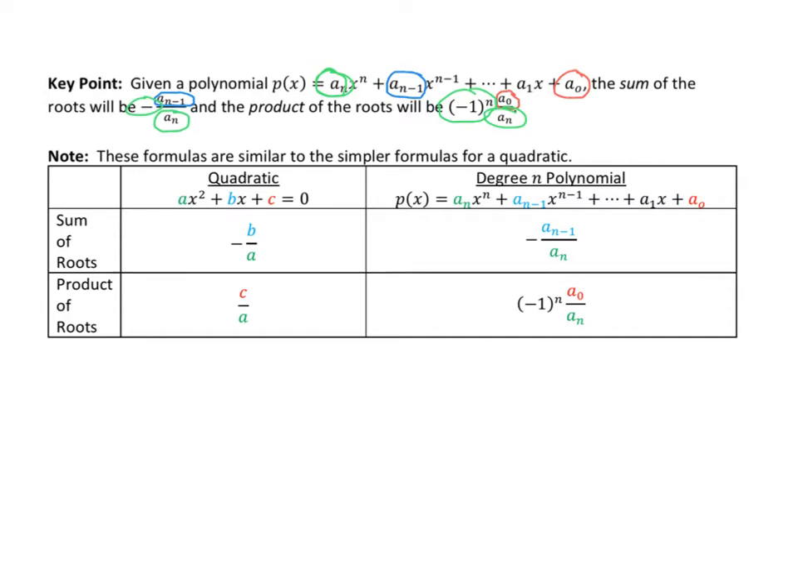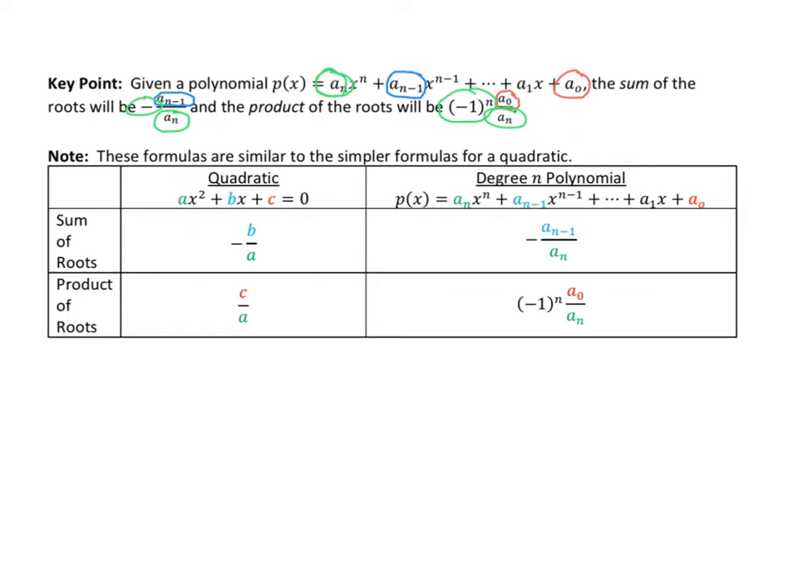And I did a little bit of color coding here. I wanted you to see that there's a lot of similarity in the formulas for the sum of the roots between quadratic and degree n polynomials. You'll notice that both of them for the sum of the roots are the second coefficient, so b for the quadratic and a sub n minus 1 for the degree n polynomial. They're both that divided by the leading coefficient, so a in the case of the quadratic and a sub n in the case of the degree n polynomial. You'll notice that they both also have a negative in front of them. So the sum of the roots is always going to be the negative of the second coefficient divided by the first coefficient.